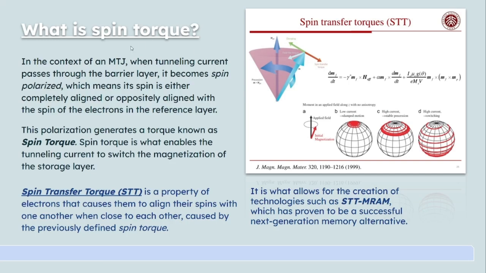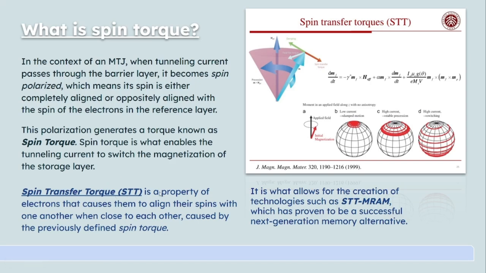What is spin torque? In the context of an MTJ, when tunneling current passes through the barrier layer, it becomes spin polarized, which means its spin is either completely aligned or oppositely aligned with the spin of the electrons in the reference layer. This polarization generates a torque known as spin torque. Spin torque is what enables the tunneling current to switch the magnetization of the storage layer.